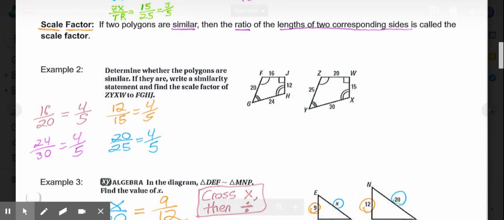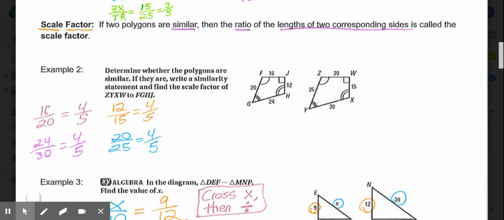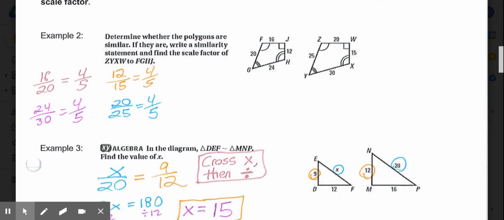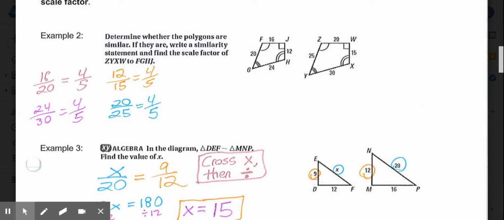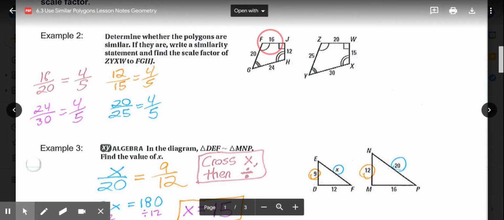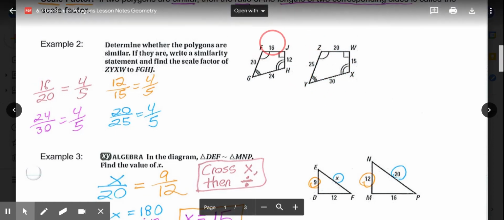3 over 5. So in example 2, determine whether the polygons are similar. If they are similar, write a similarity statement and find the scale factor. So in here, our first thing to check is if these are similar. So I want to start, and it doesn't matter which shape we put on top. I'm going to use the shape on the left for the top, shape on the right for the bottom. So I want to start with corresponding sides.